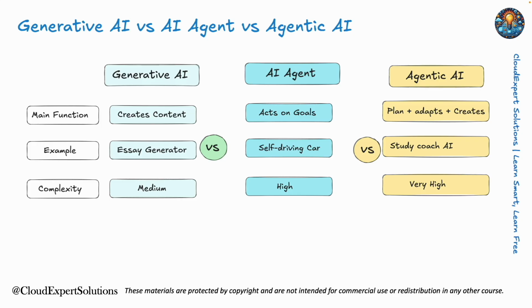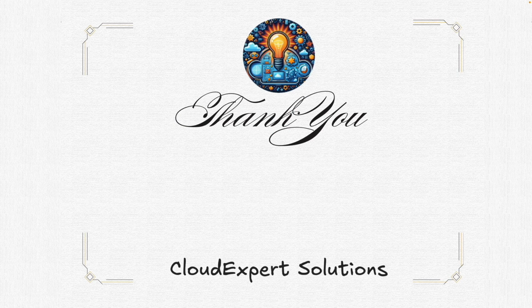In terms of complexity, generative AI is medium complex, an AI agent is highly complex. However, agentic AI comes with very high complexity. Now you know the difference between generative AI, AI agent, and agentic AI. These are the building blocks of the future of artificial intelligence.